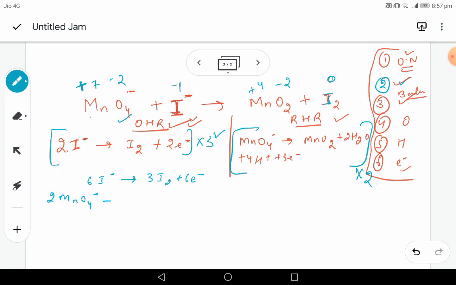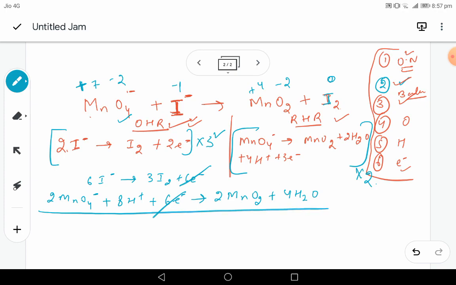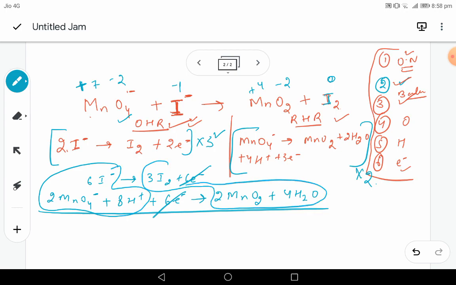2MnO4 negative plus 8H positive plus 6 electrons. It will give 2MnO2 plus 4H2O. Okay. Now remember that product and reactant side can cancel out each other. So this 6 is on the product side, this 6 is on the reactant side. They will cancel out. Now we will add both of the equations. Reactants, we will add all the reactants together and all the products we will add together.